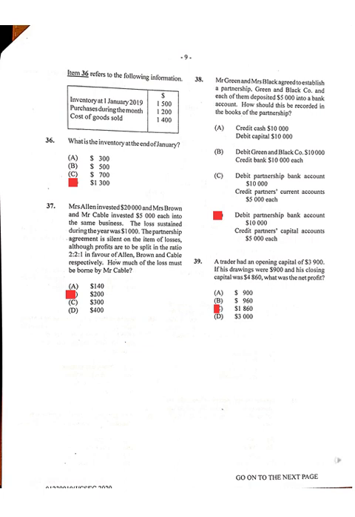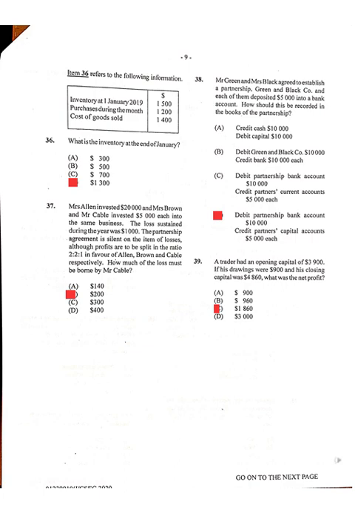Number 37, Mr. Green and Mrs. Black agreed to establish a partnership, Green and Black Company, and each of them deposited 5,000 into the bank account. How should this be recorded in the books of the partnership? The answer is D. We debit the partnership bank account with 10,000 and credit the partners' capital accounts to show their contribution of $5,000 each.